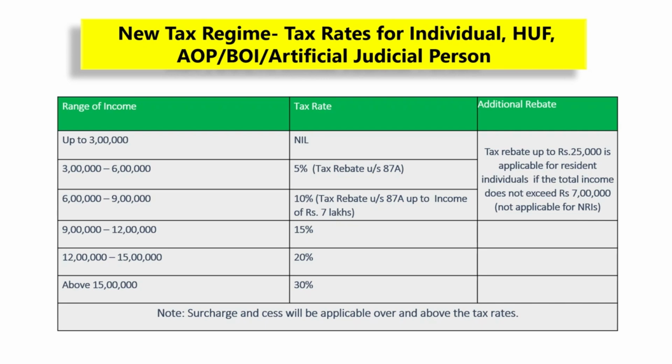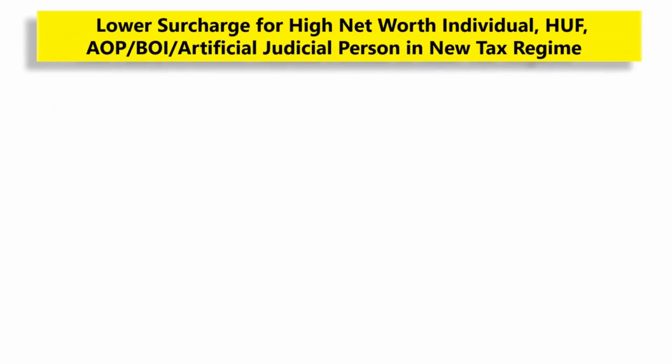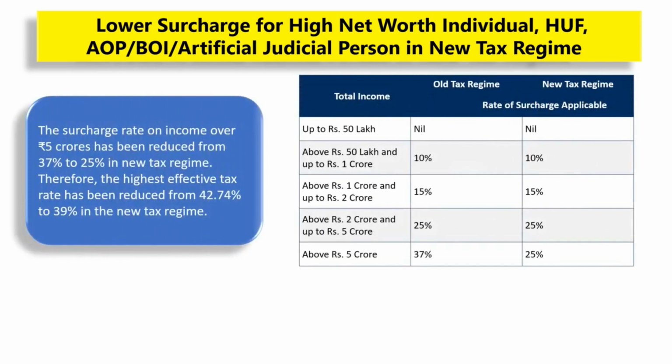Please note, surcharge and cess will be applicable over and above the tax rates in both old as well as new tax regime. However, lower surcharge rate is applicable for high net worth individuals, HUFs, association of persons, body of individuals and artificial judicial persons in the new tax regime, where the surcharge rate on total income above Rs 5 crores has been reduced from 37% to 25%. Therefore, the highest effective tax rate has been reduced from 42.74% to 39% in the new tax regime.